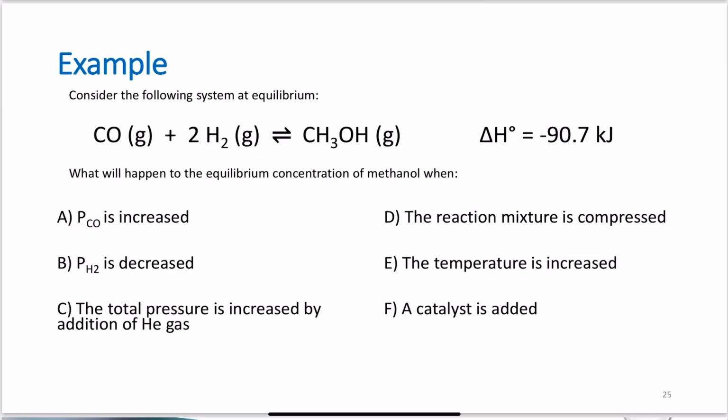Okay, what about this example? Considering the following system at equilibrium. CO gas plus 2 moles of H2 gas react to produce 1 mole of CH3OH. So carbon monoxide reacts with hydrogen to produce methanol. What's going to happen here? Well, first I want to look at my delta H here. I'm told my delta H is a negative value, which means this is an exothermic process and this is plus heat.